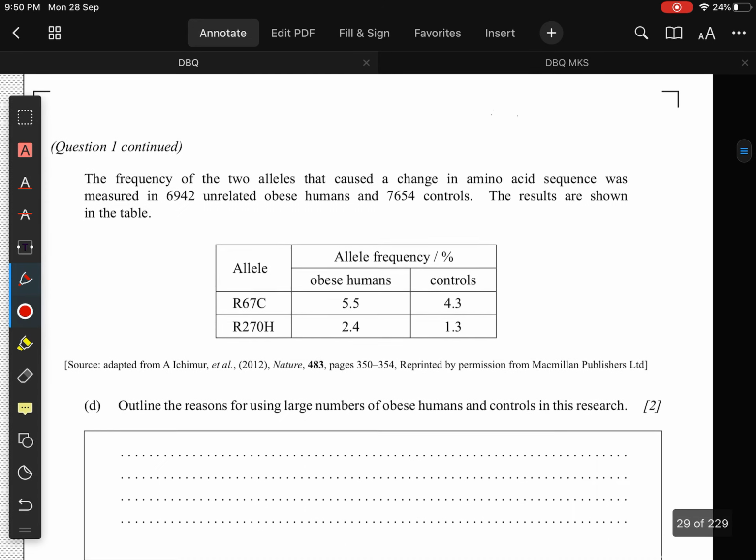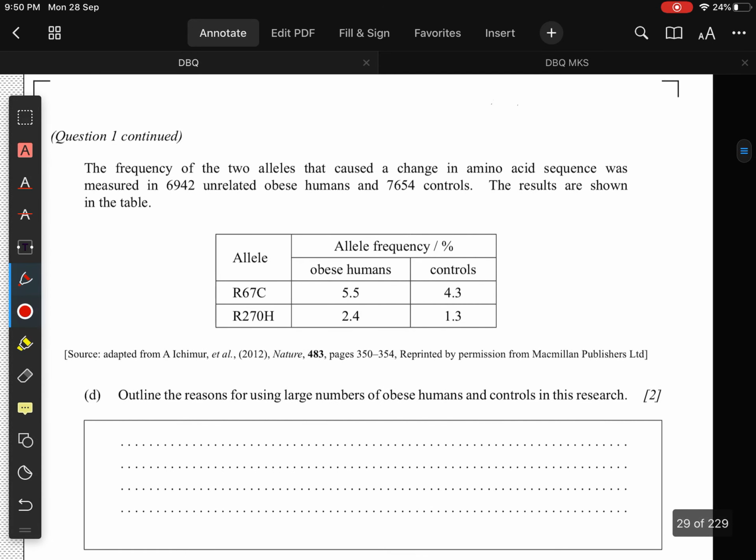All right. The frequency of 2 alleles that cause a change in amino acid sequence were measured in 6942 unrelated obese humans and 7654 control. This is a sample size. The results are shown here. So you can see the obese allele frequency.